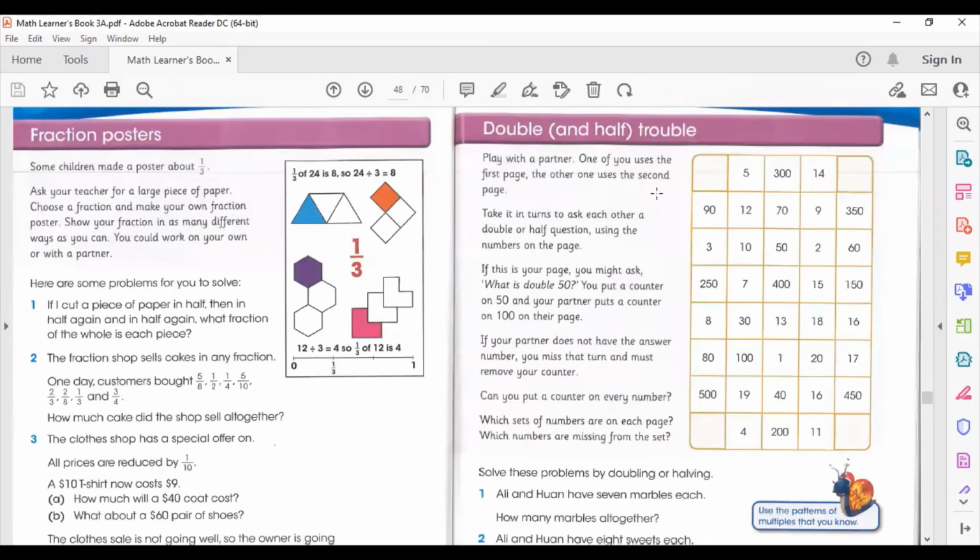Next question, fraction poster. First of all, you need to know about this. 1 by 3 of 24, obviously in the table of 3, 24 coming, 3 8 times 24. 24 divided by 3 equal to 8. So 1 by 3. These all shapes equal to 1 by 3. 1 by 3 mean just select 1 out of 3. Okay, same like this.